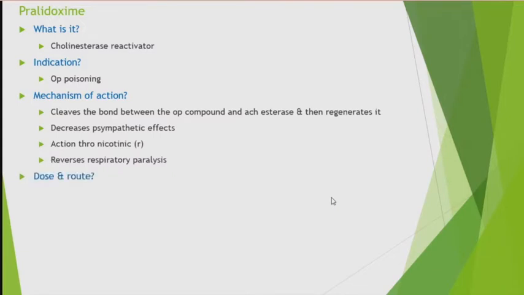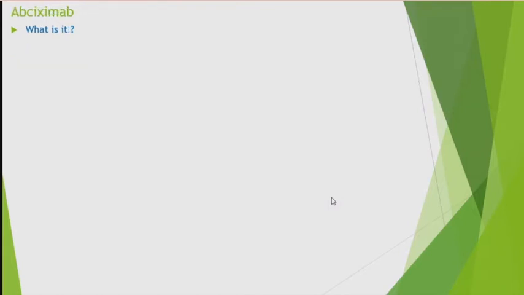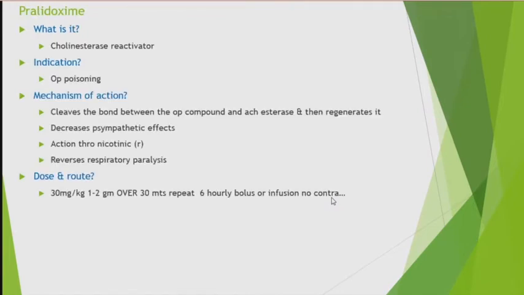Okay, sir. What's the route and dose? Sir, pralidoxime is given as IM, and it can be given as infusion also, sir. It's commonly given as infusion. Yes, sir. Within 30 minutes, and repeat 6th hourly. Bolus or infusion, always as IV, not as IM. Okay, very good, very good.